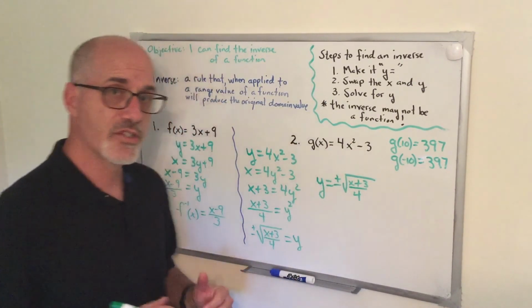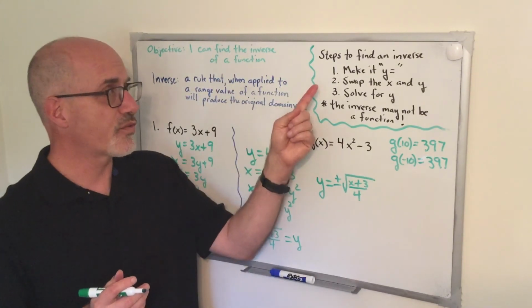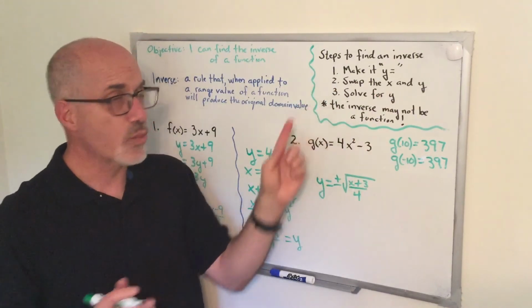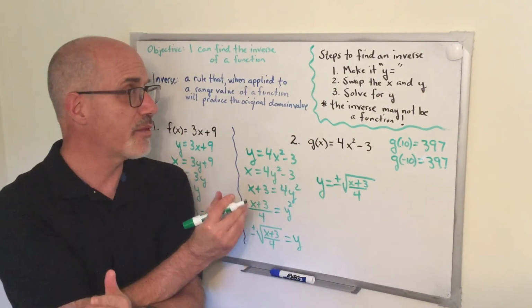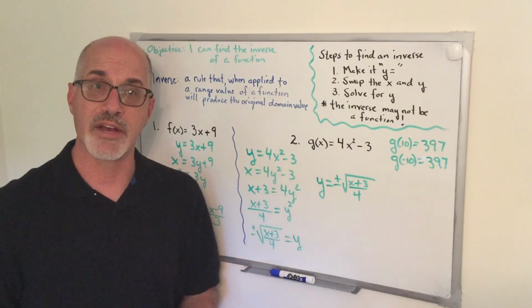So our process is, when you have a function and want to find the inverse, put it into y equals form, swap the x and the y in their places, and then solve for y, and you'll get the rule that is now the inverse.